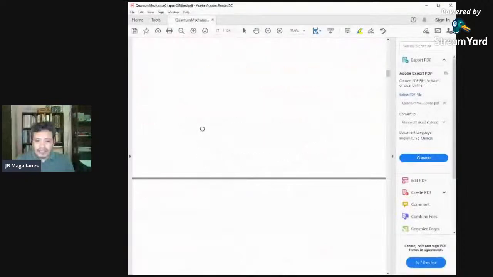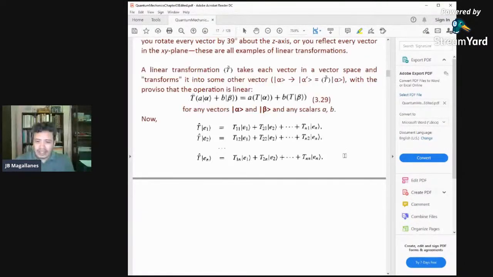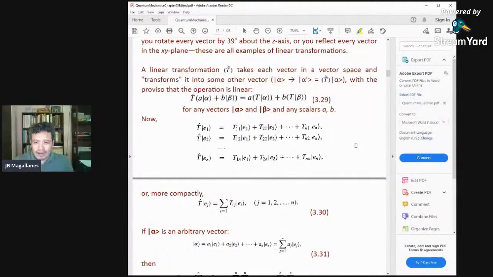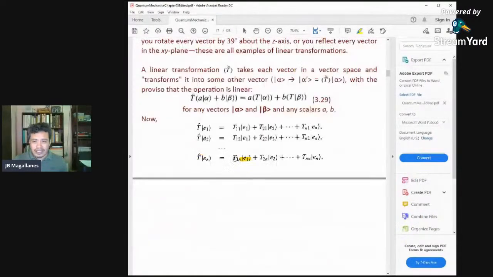Because the components of the vector in the previous space are the original e1, e2 until en, the n there is the dimension of the space. So in the new coordinate system, the e1, e2, until en will have to be transformed also by the same linear transformation. And this is it.